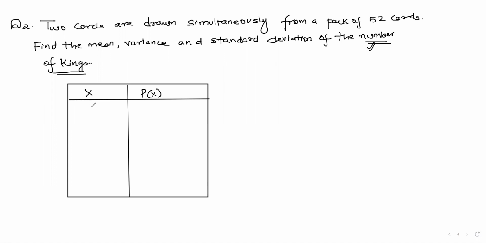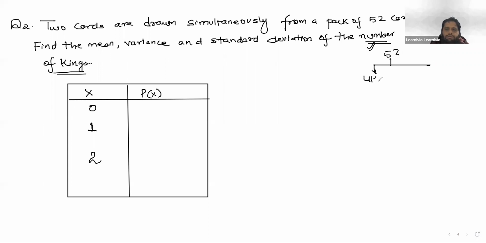So what value of x will you get? Number of kings. So first we will find the value of x. There can be 0 king, 1 king, or 2 kings. Now in a pack of 52 cards, we have 4 kings and 48 other cards.